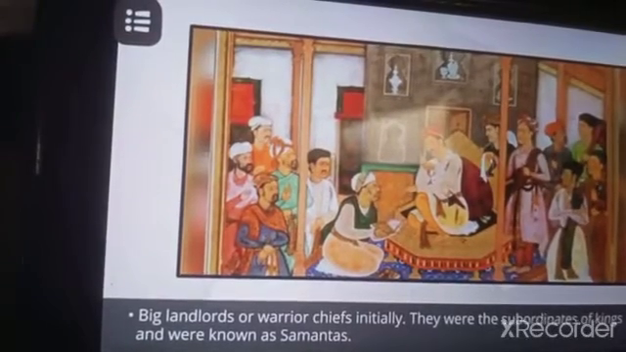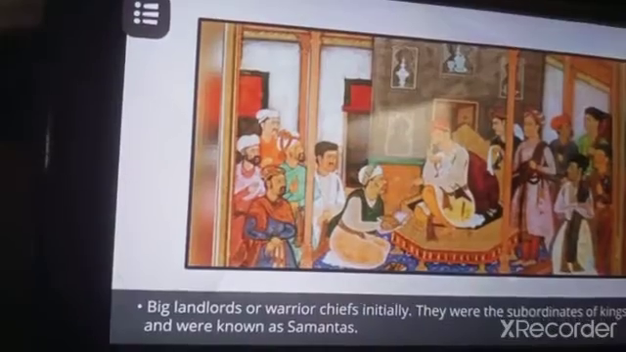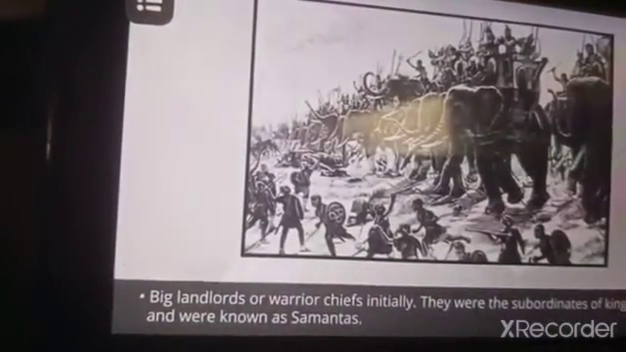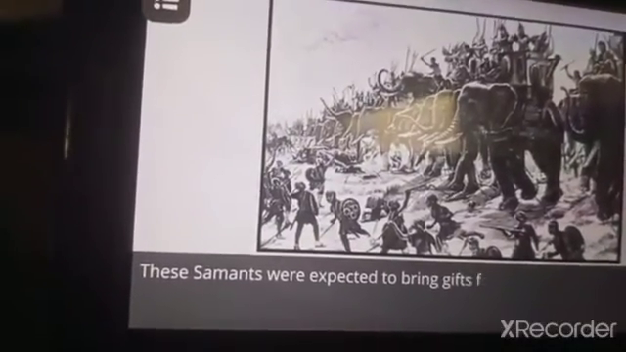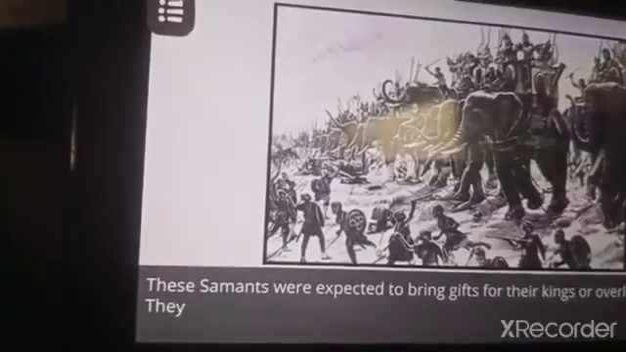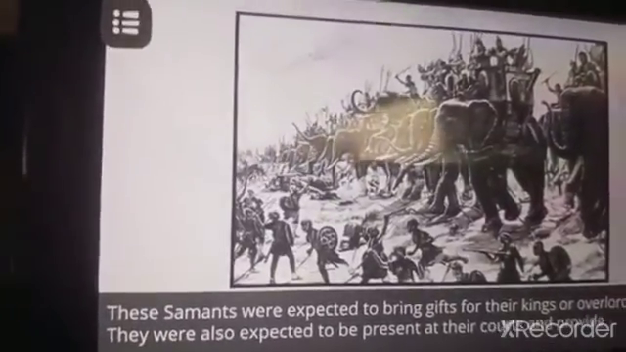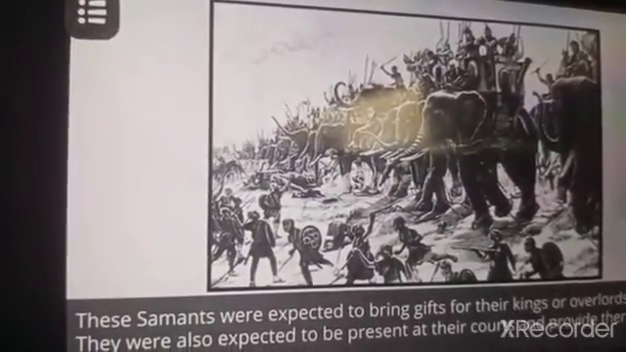They were the subordinates of kings and were known as Samantas. Kings often gave them land to administer, and these Samantas were expected to bring gifts for their kings or overlords. They were also expected to be present at their courts and provide them with military support.